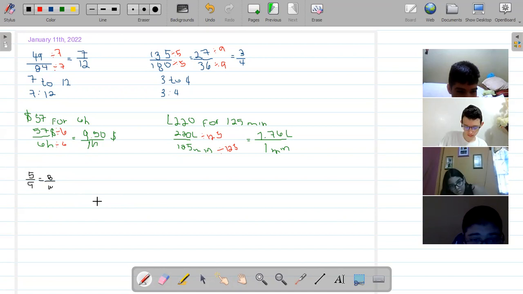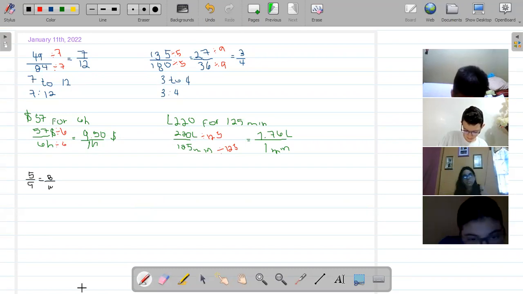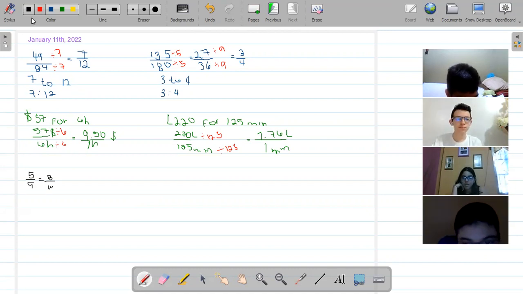Actually, we should have decimals and not fractions. We either have integers or decimals. So we got 5 to 9 is 8/W. Remember, that's the way you read it: A is to B as C is to D. So in this case, it would be 5 is to 9 as 8 is to W. That's how we read it. How are we going to simplify?